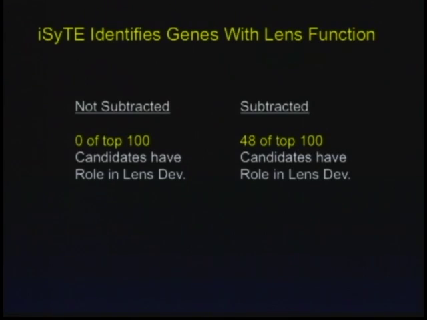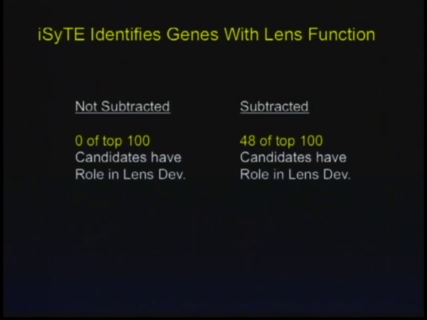If you use this data set, if you look at data sets from each of these lens time points and arrange them as the top 100 genes based on detection p-values, and you ask the question, which of these genes can I recognize through my knowledge of literature as genes involved in lens development, we get 0 out of the top 100 candidates with a known role in lens development. So, non-subtracted list, 0 out of top 100.